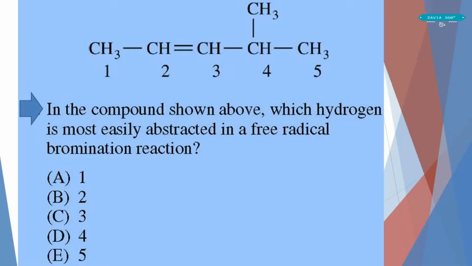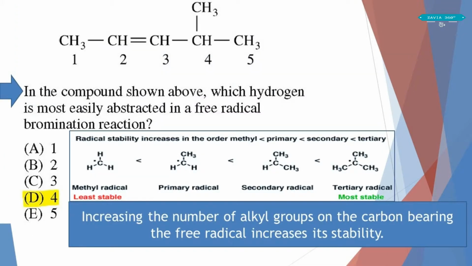In the compound shown above, which hydrogen is most easily abstracted in a free radical bromination reaction? Electron-poor species are stabilized by neighboring atoms that can donate electron density. Increasing the number of alkyl groups on the carbon bearing the free radical increases its stability. Radical stability increases in this order.